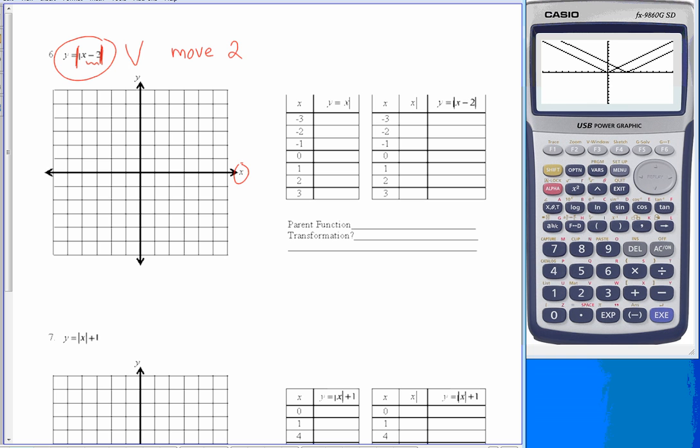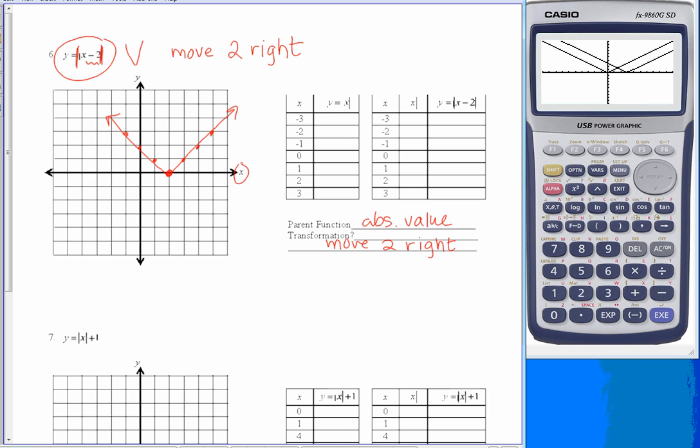So a minus 2 is really going to move you 2 to the right. I start out at the origin, I move 2 to the right. That's my anchor point for my whole graph. From there, I just make a V shape where I have a slope of 1 and a slope of negative 1 on the sides, connect the points, and there I go. So my parent function again was the absolute value, and I moved to the right because I had a minus 2 on the inside. Okay, my video is getting a little long here, so I'm not gonna do the table for that one.